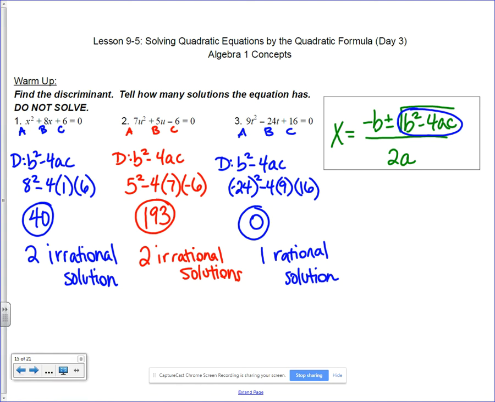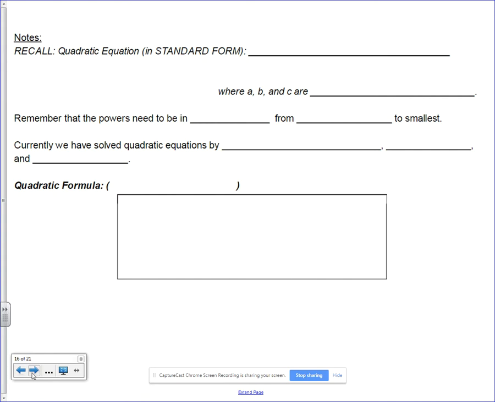Warm-up's good? Okay. Fill in the blanks, please. What is standard form? Good. What are A, B, and C? Before you learned about the quadratic equation, we had, I'm sorry, I'm missing a whole line here, aren't I? First of all, the powers need to be in order from highest to smallest, or biggest to smallest, or greatest to smallest.